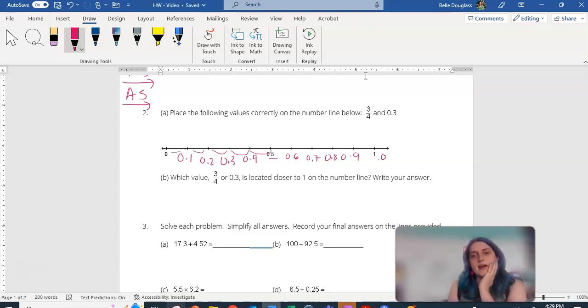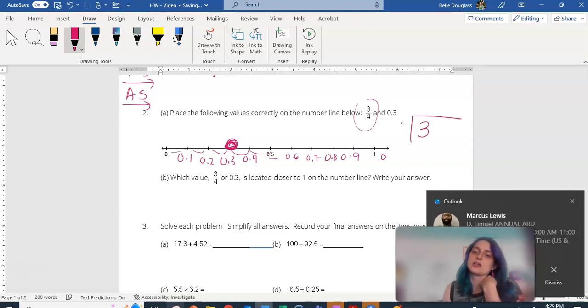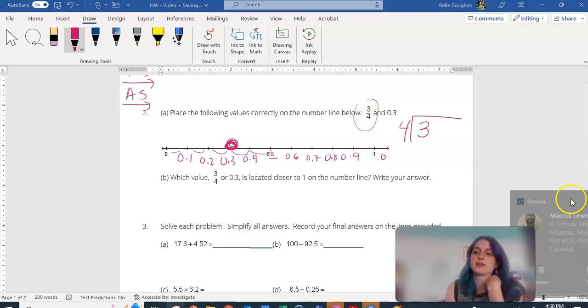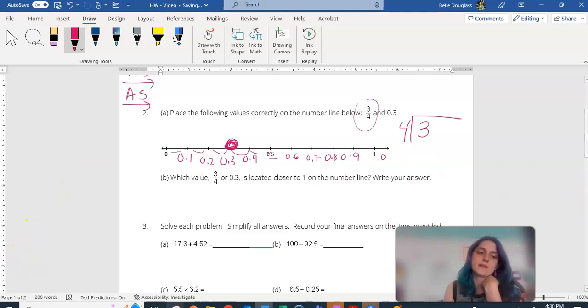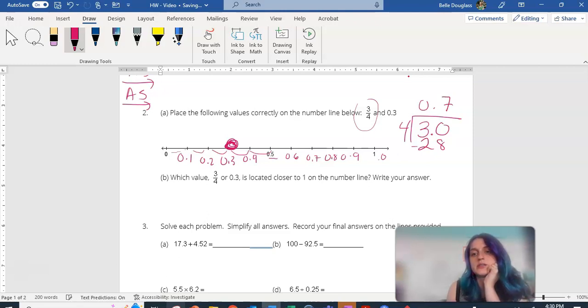So now that I have that, it's pretty easy for me to spot. Okay, 0.3 goes right here. I'm going to change 3/4 into a decimal so that I can decide where that goes. So to do that, I'm going to divide 3 divided by 4. Okay, 4 goes into 3 0 times. 4 goes into 30. 4 times 7 is 28, with the remainder of 2. Bring down another 0. 4 goes into 20 5 times. So we're looking at 0 and 75 hundredths.